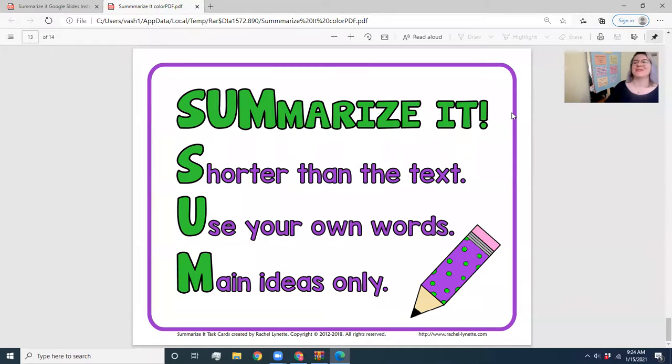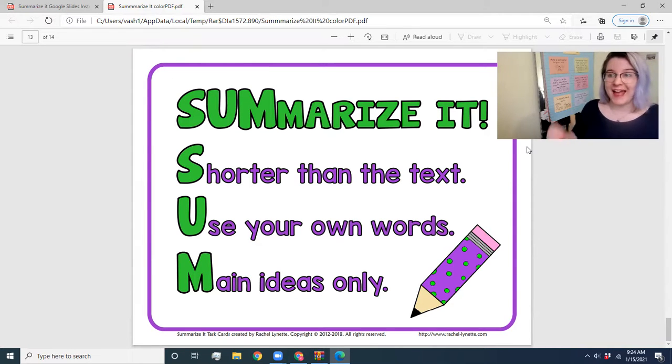Summarize it. So when we think about summarizing something, we want to think of SUM, summarize it. So the S stands for shorter than the text. We are condensing that information and taking out the important bits, the main idea, and writing something that is shorter than the original text. U stands for use your own words. We're not copying down a sentence from the text. We are writing it in our own words. Does that make sense? And M stands for main idea only.